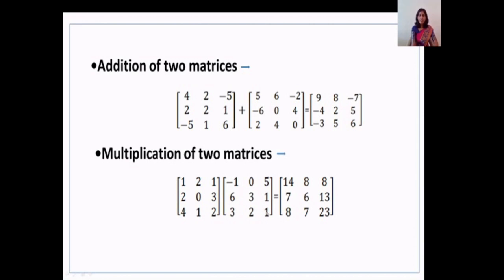So we multiply here. How do we multiply? We have to find this first element. First row multiplied by first column. First row, first column, multiplication right here. First row, second column, multiplication right here. First row, third column, multiplication right here. Similarly, we multiply all these elements. So this is the multiplication of two matrices.